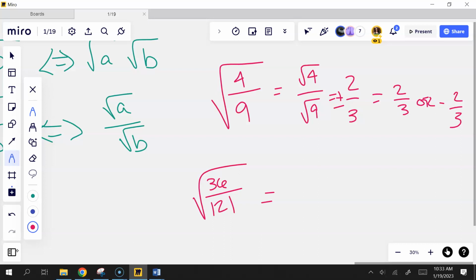What do you get here? 6/11. That's right. Plus or minus 6/11. Now, I'm going to take this one step further, and this is not on this sheet because this is an Algebra 1 sheet. So stay with me because this might be a little bit new.